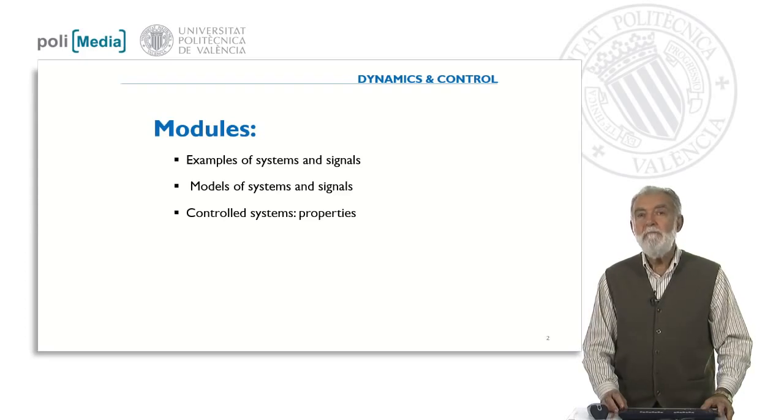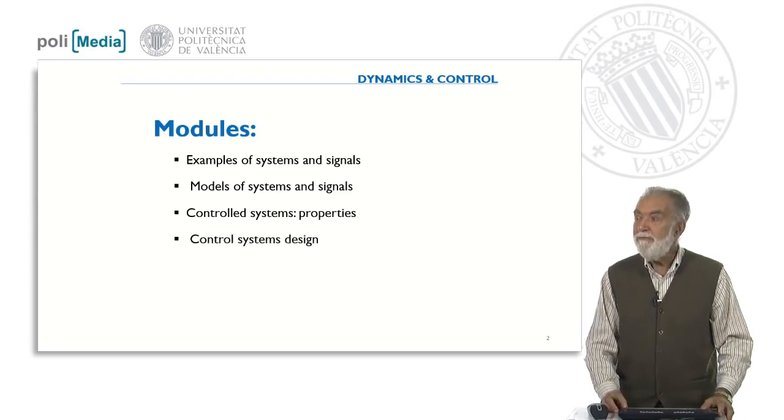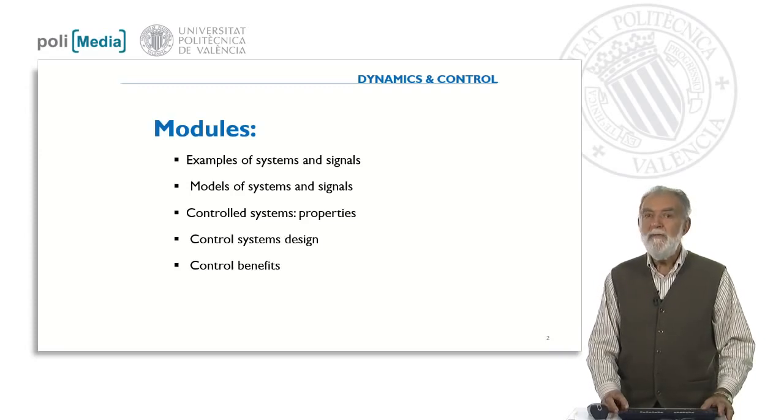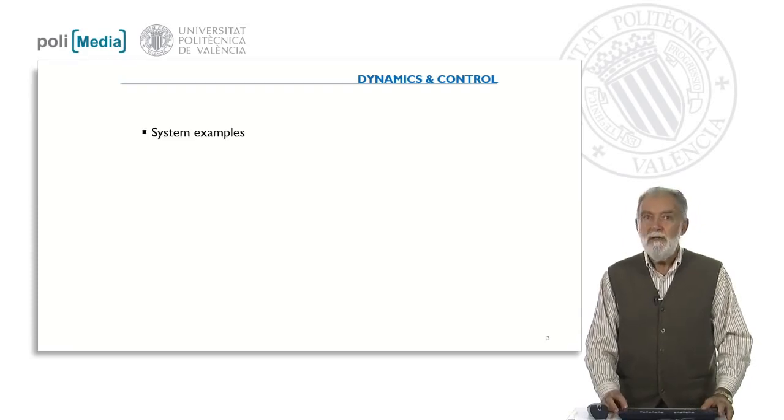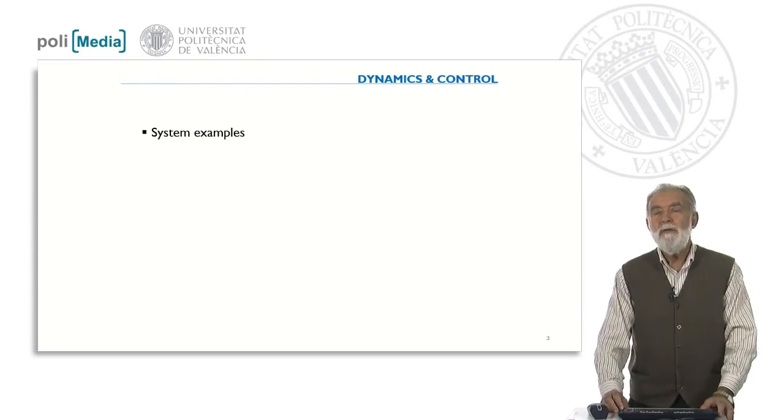Then we will analyze the properties of controlled systems, and we will try to learn a bit about how we can design control systems. Well, all this is because we get a lot of benefits from the control, and we will devote a module to control benefits. And finally, we will develop some tools to analyze and to study the different topics that we have been treating in the previous modules. So let's start with some examples about systems.